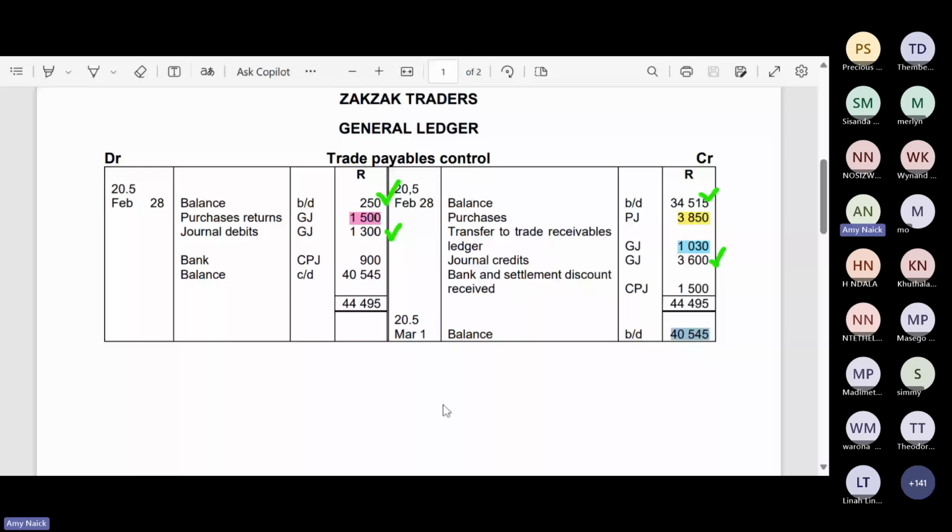Yes. Okay. So basically, you'd total whatever's on this side, and this would give you your 44,495. You'll total these elements here. So the 250, the 15, the 13, and the 900, and you'd be short with the 4545.